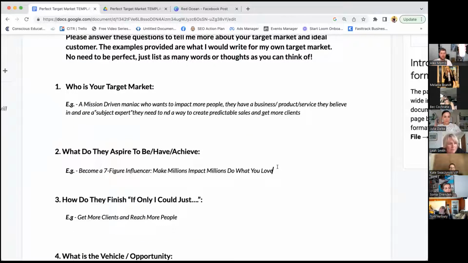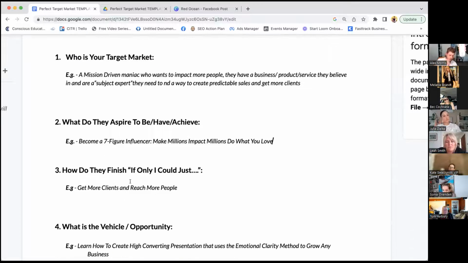What do they aspire to have, be, or achieve? Coaches and consultants, they want to make $1 million while impacting millions. Easy. And they do that with a bigger following, more sales, more clients, writing books, whatever it is. Bullet points along these lines.